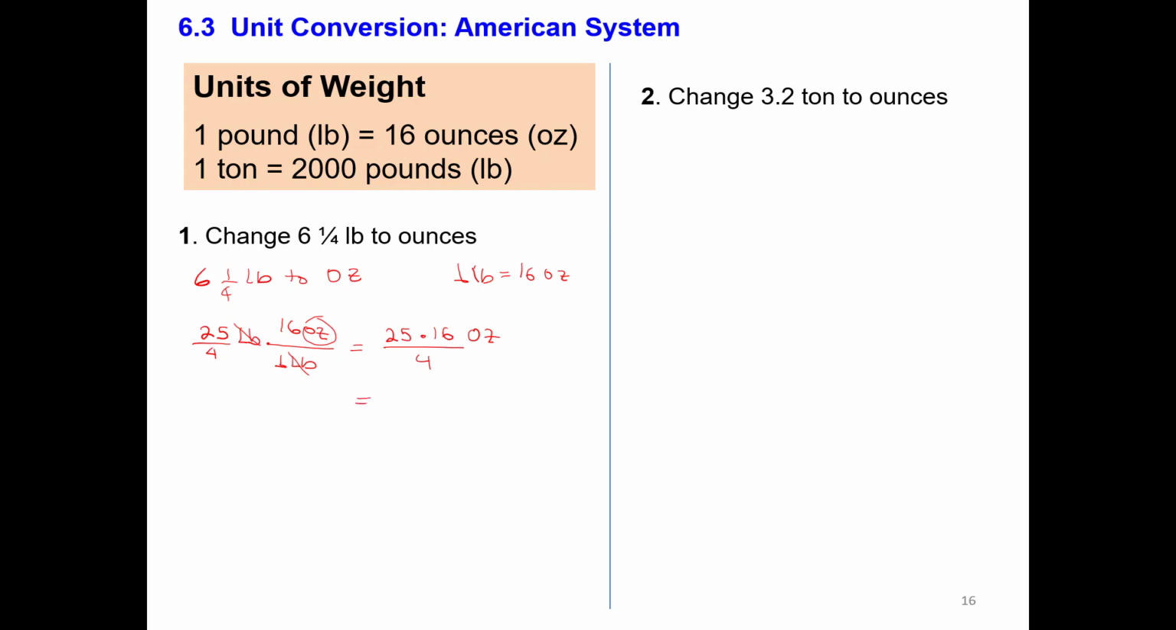Let's write here. And we can simplify. We divide by 4. Yes, we have 4 here. 16 divided by 4 is 4. Now 25 times 4 equals 100. 100 ounces. Then now we can write the answer: 6 1/4 pounds equals 100 ounces.